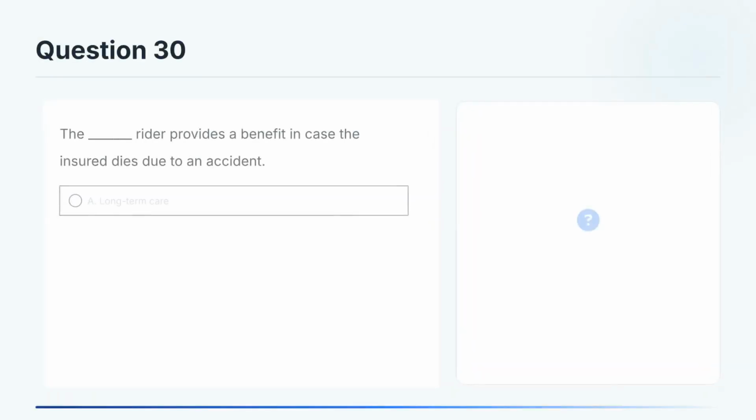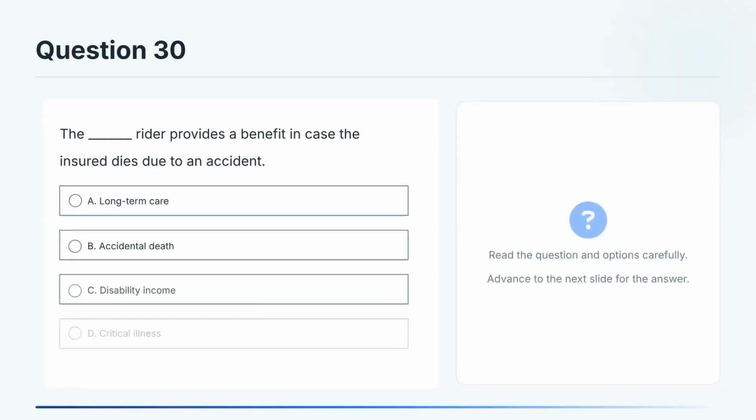Question 30. The blank rider provides a benefit in case the insured dies due to an accident. A. Long-term care. B. Accidental death. C. Disability income. D. Critical illness.